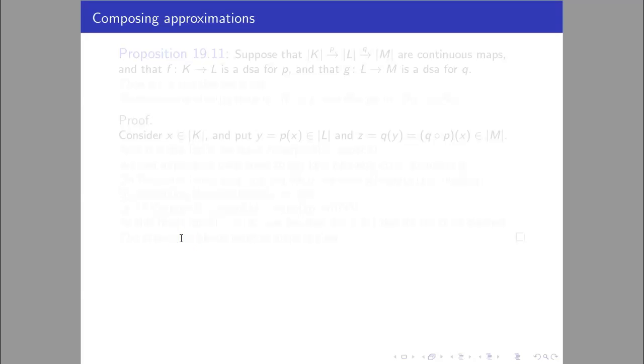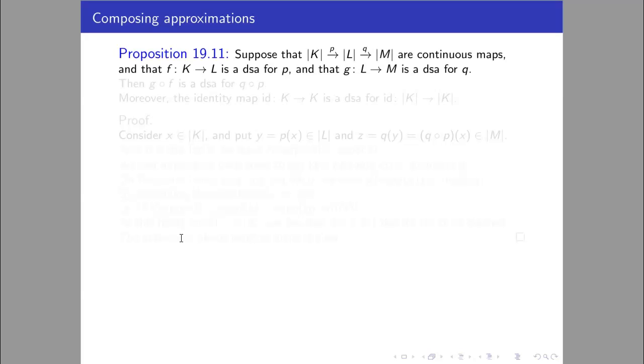In the last video we discussed the notion of direct simplicial approximation, and in this video we're going to prove some additional properties of that. The first thing we're going to do is about composing approximations. So the idea is we've got three abstract simplicial complexes, K, L and M, and then we've got two continuous maps, P from |K| to |L| and Q from |L| to |M|, and so we can compose them to get QP going from |K| to |M|.